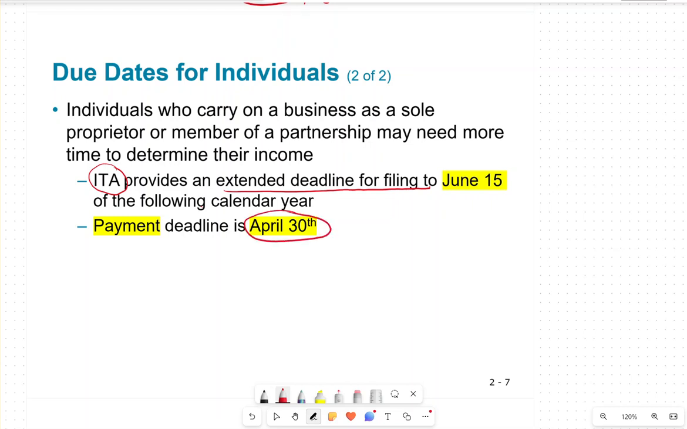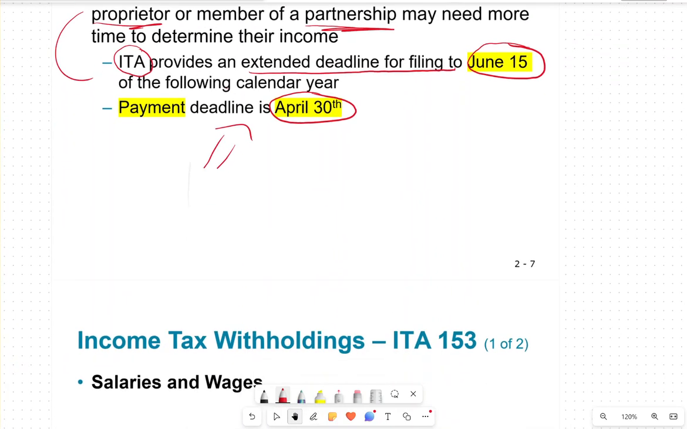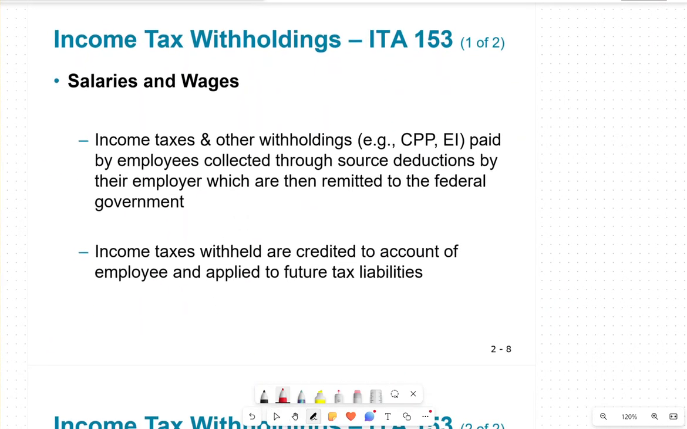This is if you're a sole proprietorship, that means you're self-employed, or you're a member of a partnership. What you do is your due date of filing is June 15th, but if you owe money, the payments are due on April 30th.